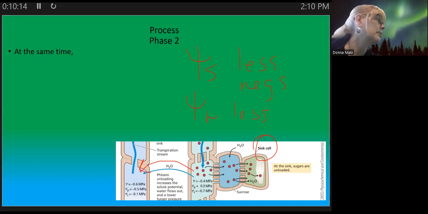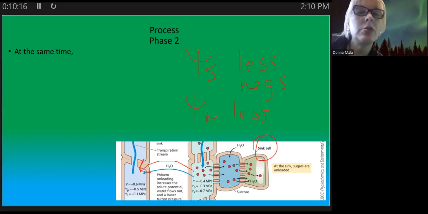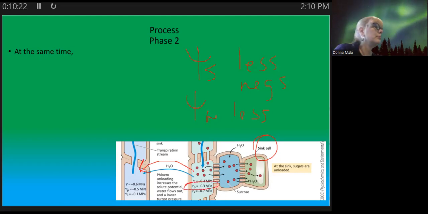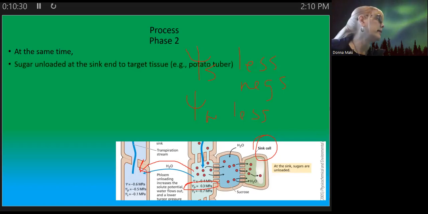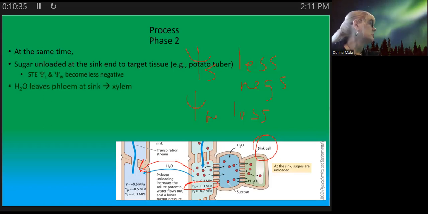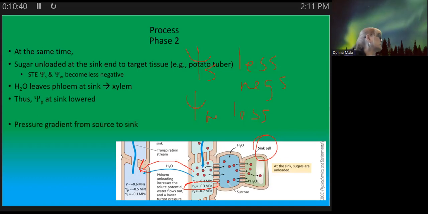Well, if you have water exiting out of the sieve tube element, then your size of P is going to start to drop. Less hydrostatic pressure. Okay, so now you've completed the story. You're showing that in the sink, at the tuber, there's less pressure. At the source, there's more. So once you complete phase 2, now you can start saying, okay, yeah, there's a pressure gradient. And that is how the sucrose solution will move. It's going to move from high pressure to low pressure.